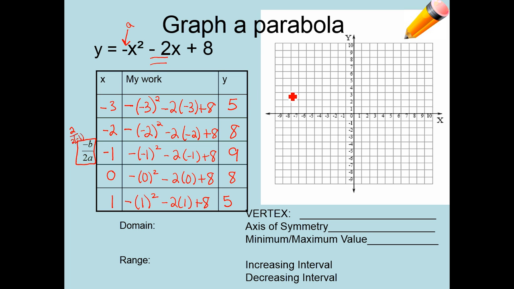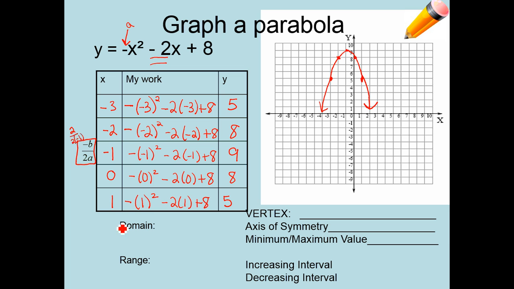So let's plot our parabola. I'm going to go over negative 3 up 5. Over negative 2 up 8, over negative 1 up to the 9, 0 to the 8, and 1 to the 5. There we go. There's the parabola. He's upside down this time. Gee, I wonder why. Hopefully you aren't wondering too long. There was a negative in front, right? That's what flips him over.